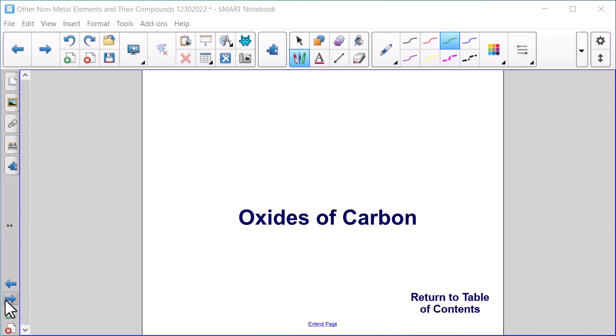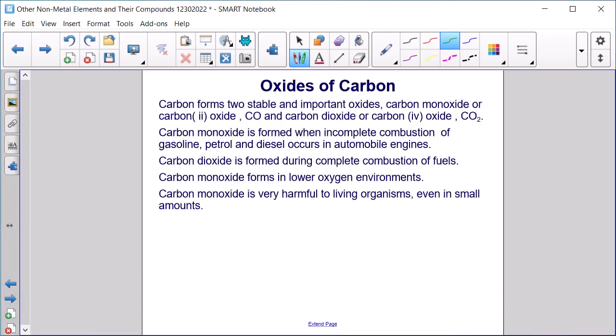Oxides of carbon. Carbon forms two stable and important oxides: carbon monoxide or carbon 2 oxide, CO, and carbon dioxide or carbon 4 oxide, CO2.